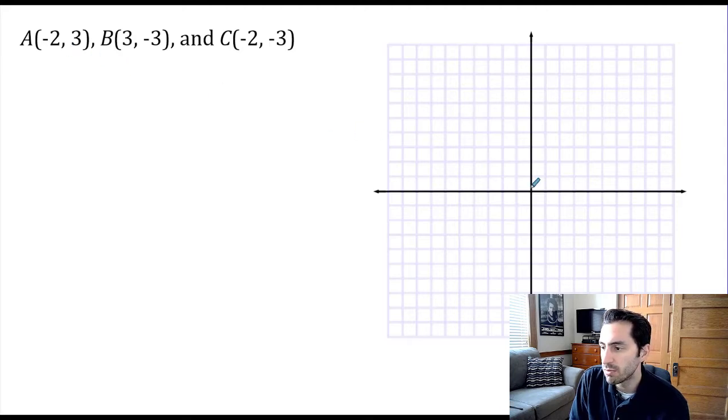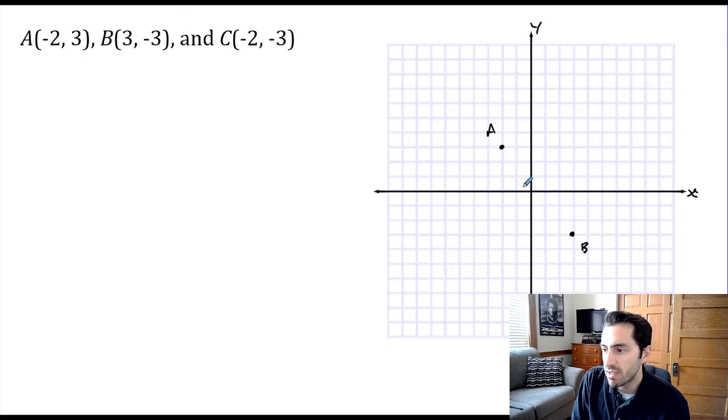So I start from the origin, and then I do my x value first. So I'm going to do -2 in the x direction. So this is my x-axis. This is the y-axis. So starting here, we go 1, 2, and then my y value is a +3. So then I go 1, 2, 3. So that's point A. B is the point 3, 3. So again, we start at the origin, and then we do our x direction first. So 1, 2, 3. And then now my y value is -3, so I'm going to go down 1, 2, 3. So here's point B.